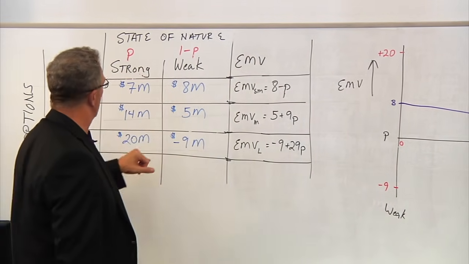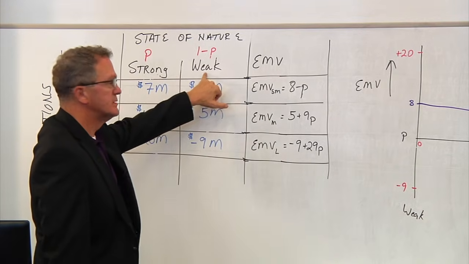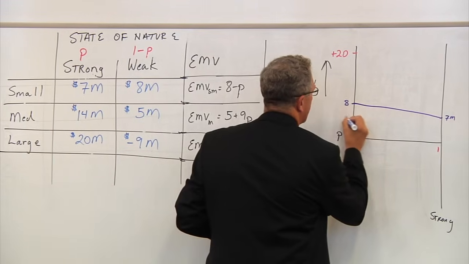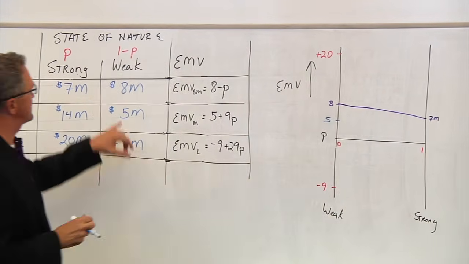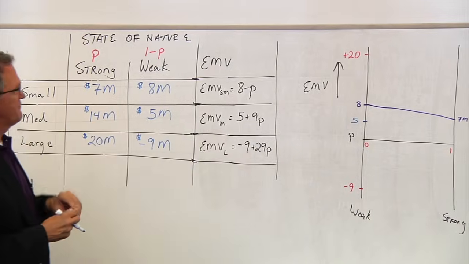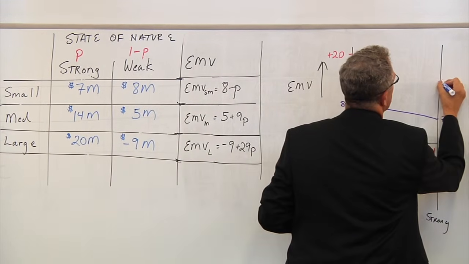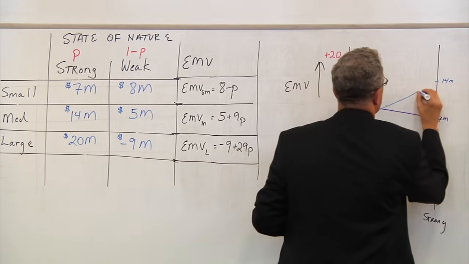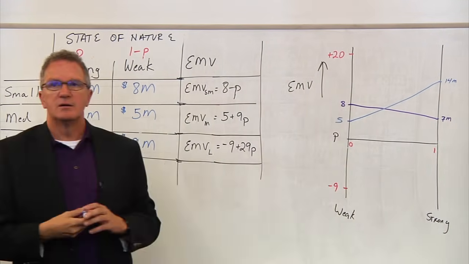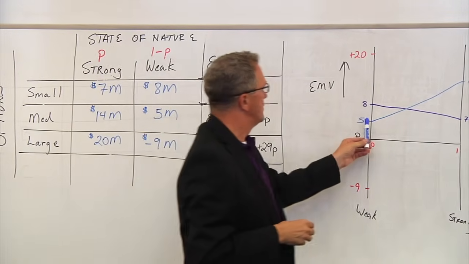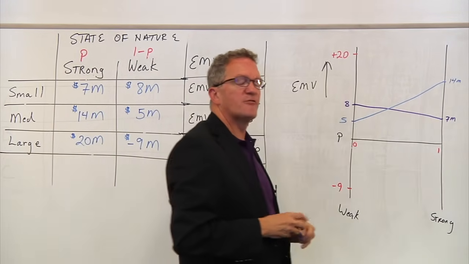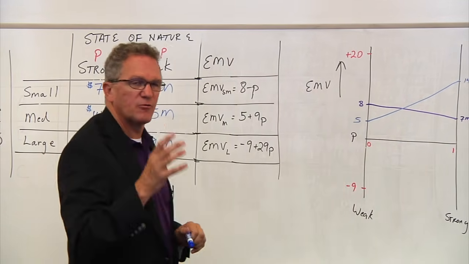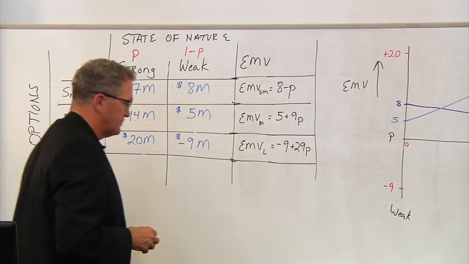If P is 0, if I have weak demand, my intercept for medium is 5, so I would be over here at $5 million. If it's 100%, it would be at 14 million. It's a straight line between the two. That gives me the value for an investment in medium for every value of P between 0% and 100%, every probability of strong demand.